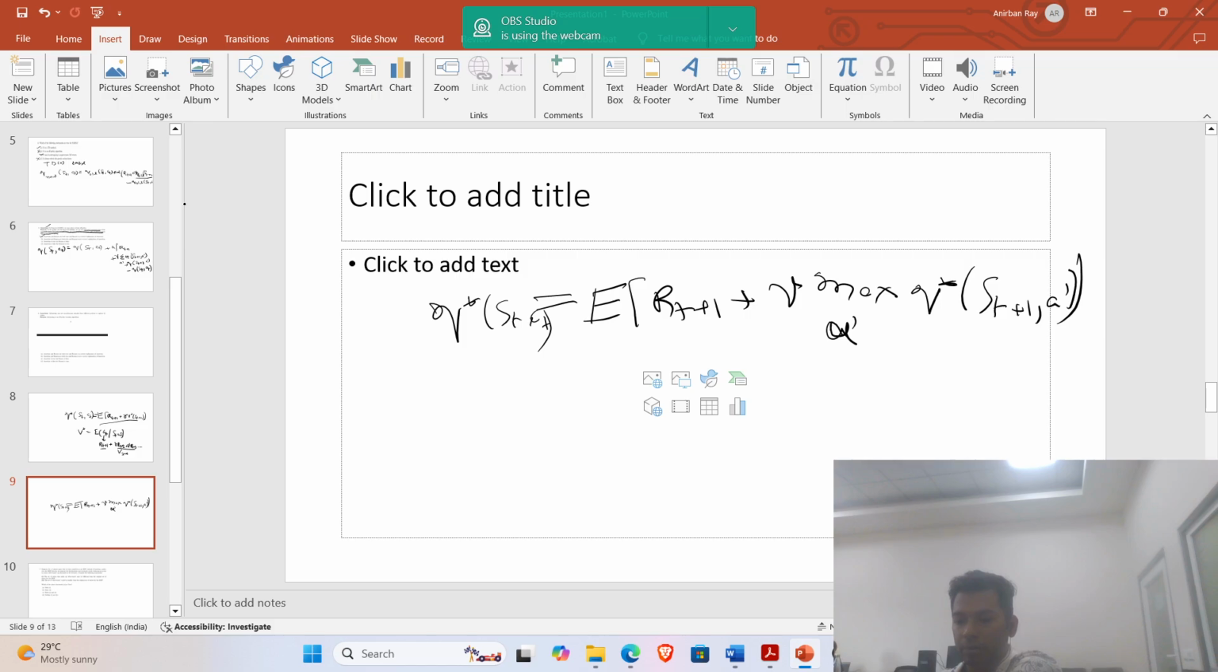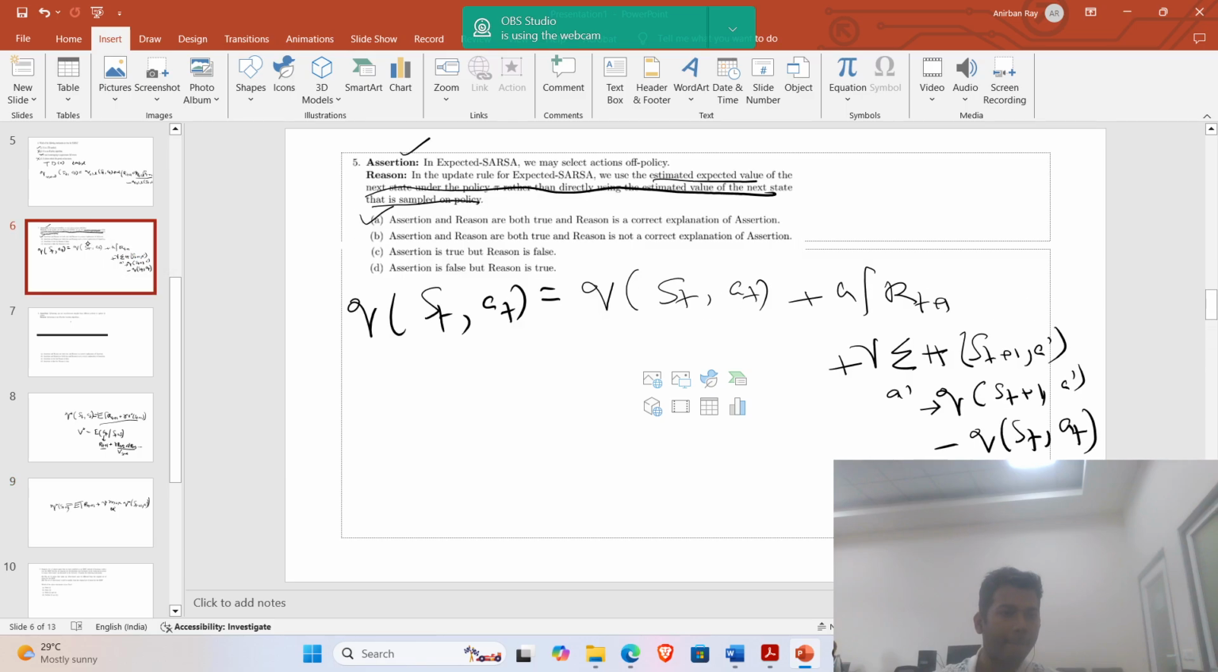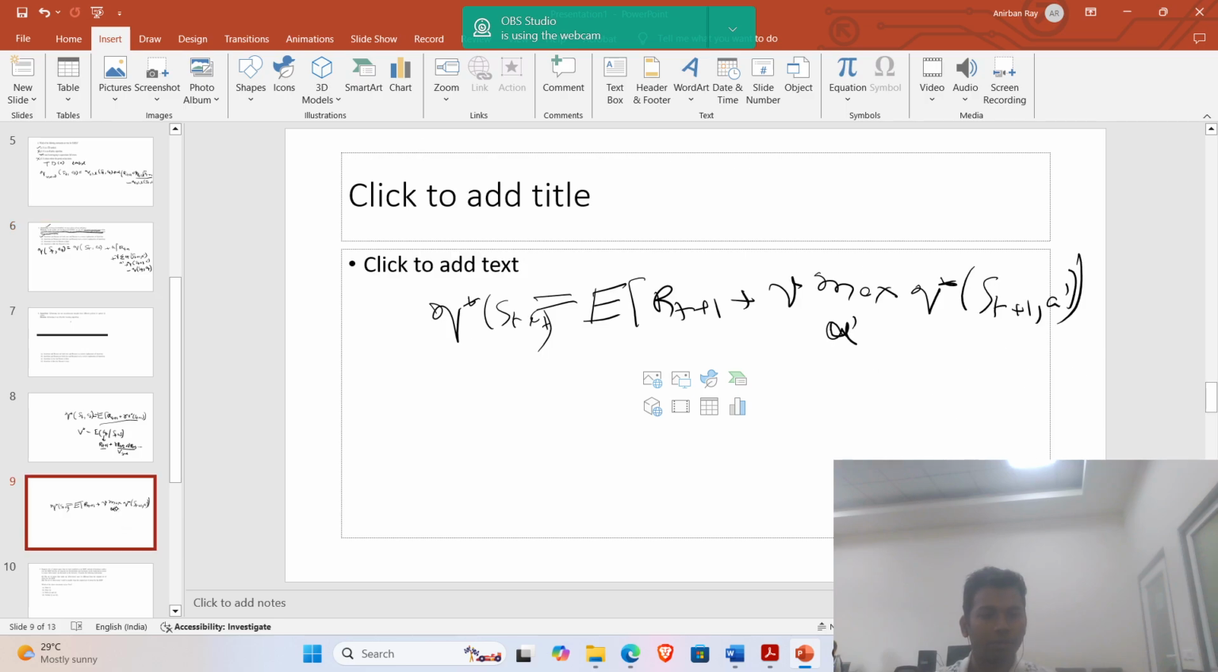So you've got the optimal Q star at s_t and a_t. Now, as you can see here, when you're taking the expectation over a dash, you can get the optimal here. So in the case of Q learning, you're replacing this with the optimal Q star here. That is what we're going to do now.